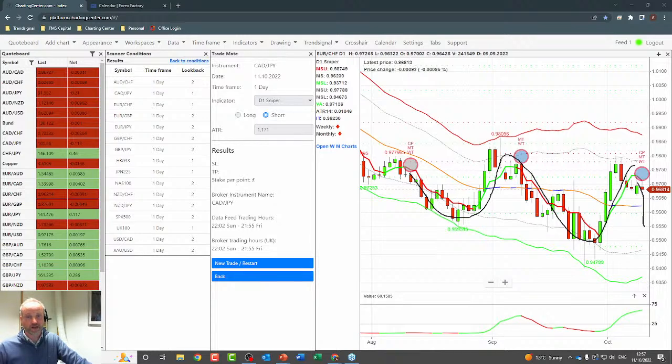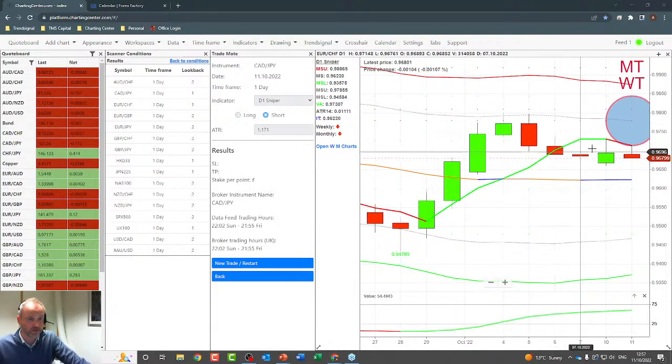Just to recap, what are the VAs, the vector average? That's this red and green line that cuts through the candlesticks. That's the price of that line. And then the ATR 14 is the 14 bar average true range. So it gives you a measure of the speed at which this particular market moves. So I quite like Euro Swiss.